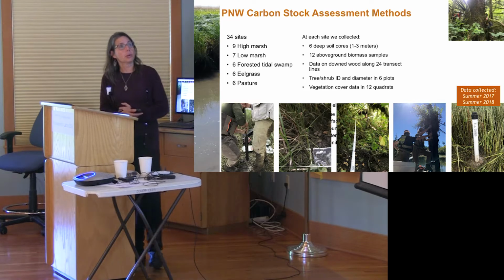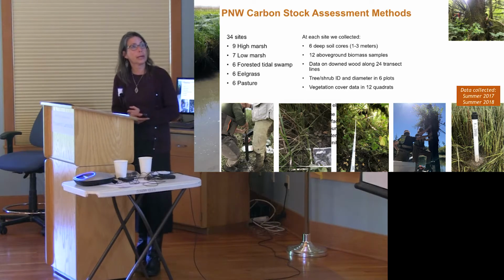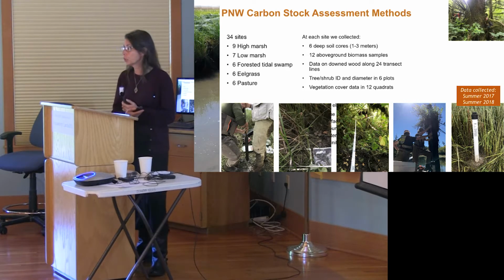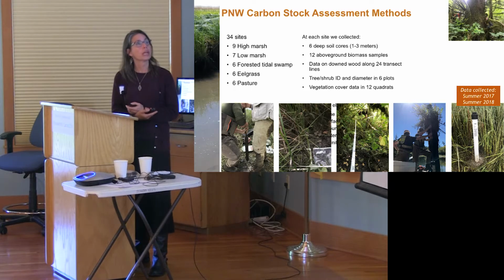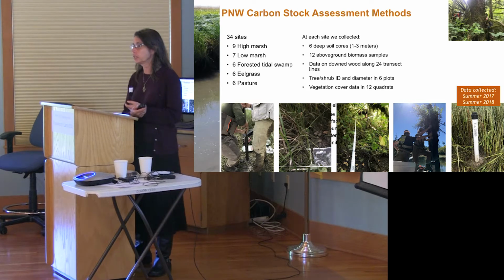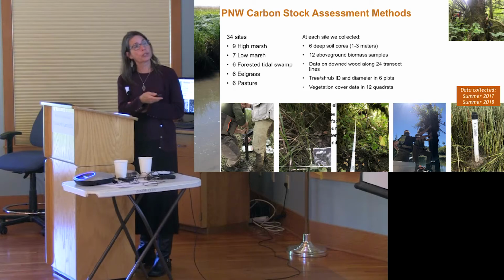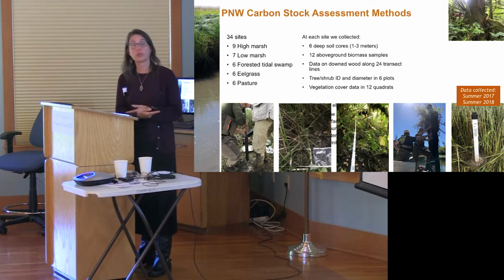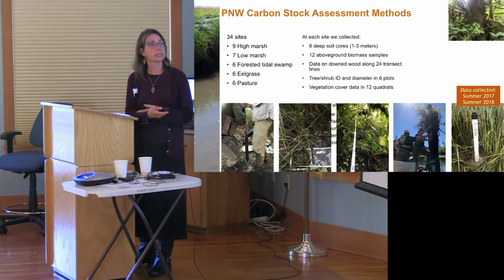We also collected 12 above ground biomass samples and then collected data along the transects at each site on downed wood, following Forest Service recommended methods for doing that. We identified all the trees and shrubs within a set diameter surrounding the plots and identified the dominant vegetation cover. We also surveyed the elevations at all the sites and collected information on some of the environmental drivers having to do with the hydrology and the salinity at all of the sites.